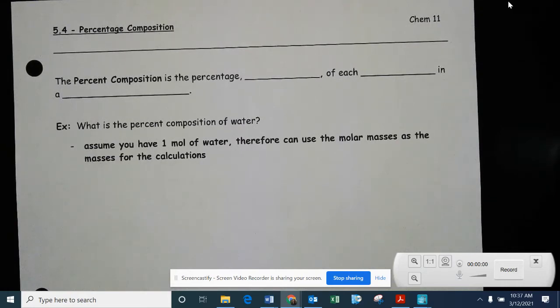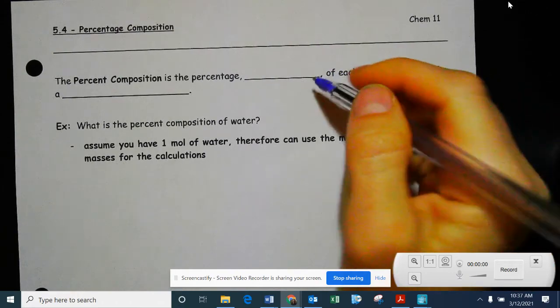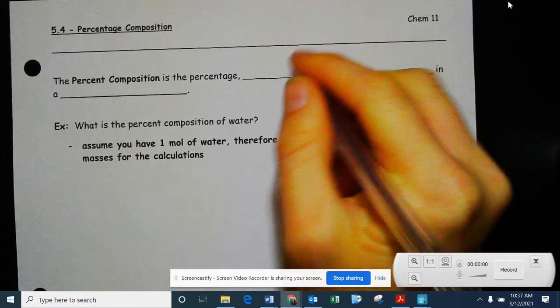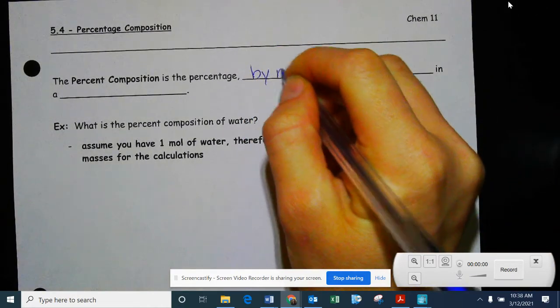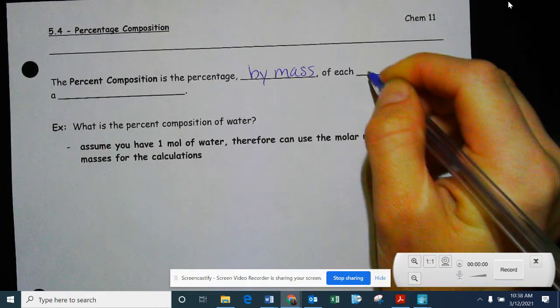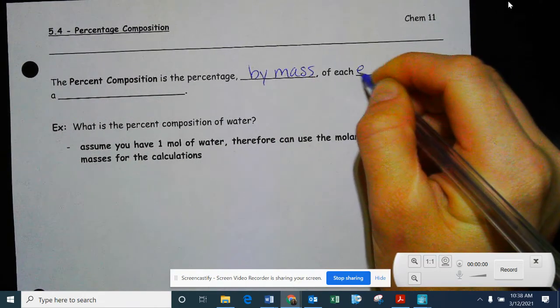Okay, so today we're going to talk about percent composition. So this is kind of building off of the idea of finding how many atoms there are in a molecule. All right, so percent composition. Percent composition is the percentage by mass of each element.